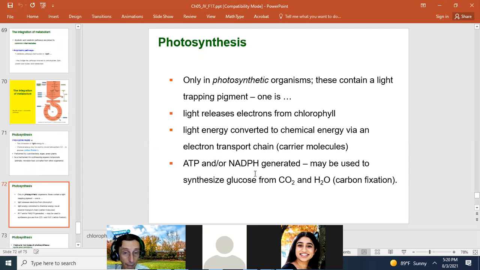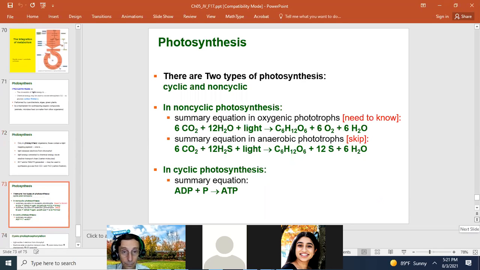ATP and NADPH are generated, but they may not stick around because the ATP and the NADPH can be used to synthesize glucose from CO2 and water. And the synthesizing of glucose we call carbon fixation. There are actually two types of photosynthesis, and most of you have probably never been taught that. There's cyclic photosynthesis and non-cyclic photosynthesis.